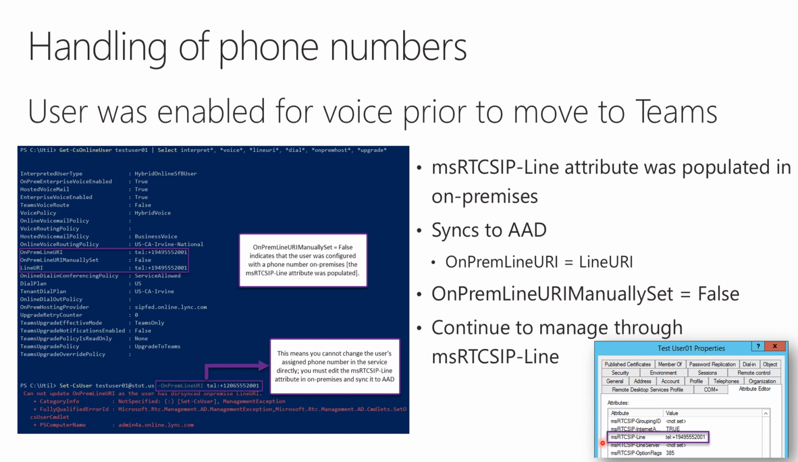Now, again, you don't have to have your Skype for Business environment around for this. It's just simply an attribute on the user. You can see here, this is a screenshot from Active Directory Users and Computers. Just open up the attribute editor. I can scroll to that attribute and edit it as I see fit. But key thing to understand, if the user was enabled for voice prior to this move to Teams, right? Basically, the on-prem line URI was set. You're going to have to continue to manage it from on-premises.